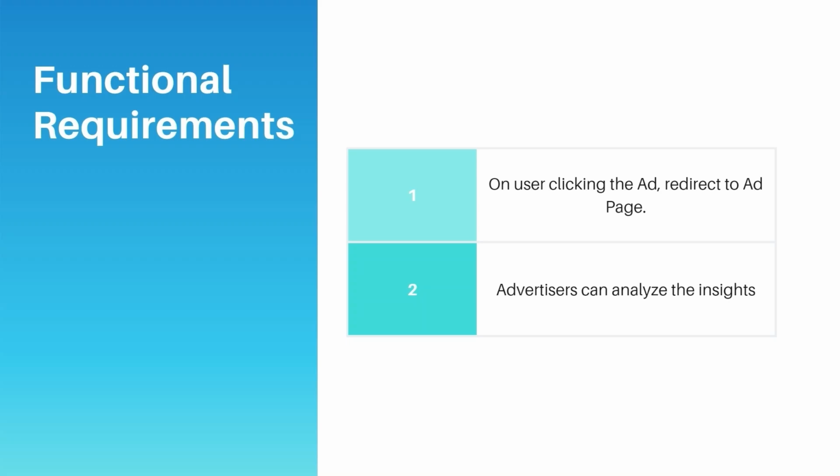Insights as in how many users have viewed their advertisements, from what locations people are viewing the advertisement, or what percentage of the male population or female population is viewing the advertisement, so they can target such audiences and so on. The list goes on and on. So this is the second requirement, for advertisers to analyze their insights. So these are the two functional requirements.